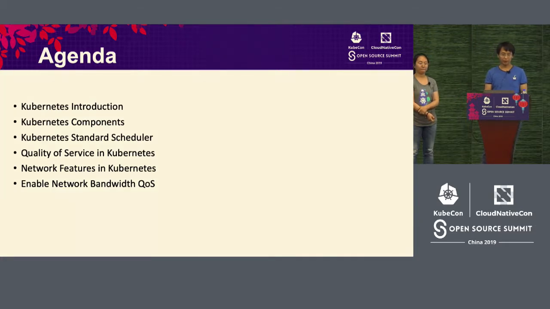For today's agenda, I'm going to talk about Kubernetes, the components, and the standard scheduler, as well as quality of service and some of the network features of Kubernetes. And then we're also going to talk about how to enable network and bandwidth codes.